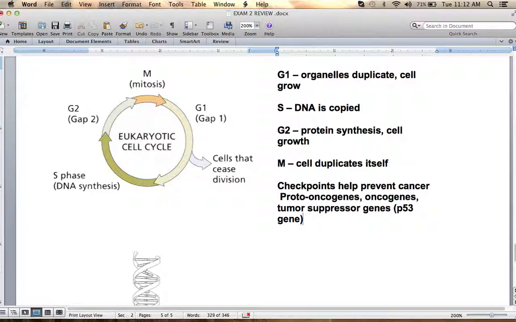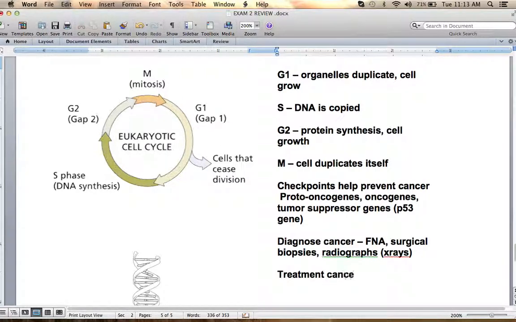The other thing you should know for the purposes of the exam is how to diagnose cancer. And we talked about fine needle aspirates as well as surgical biopsies. And then radiographs or x-rays can also help you diagnose cancer. As far as treatment of cancer, there is chemotherapy, which involves using chemicals to kill off the cancer cells in your body. There's radiation therapy. And then there's also surgical therapy. So surgically removing the tumor.